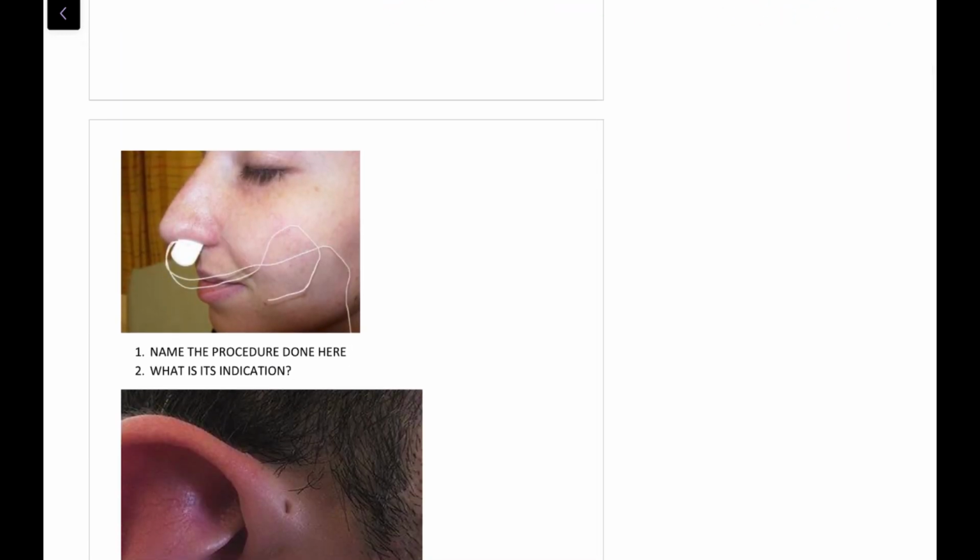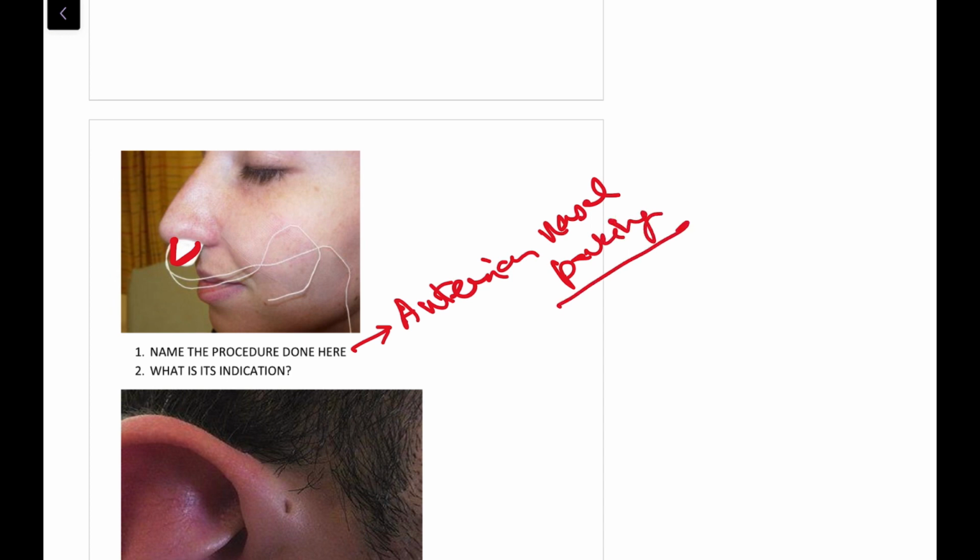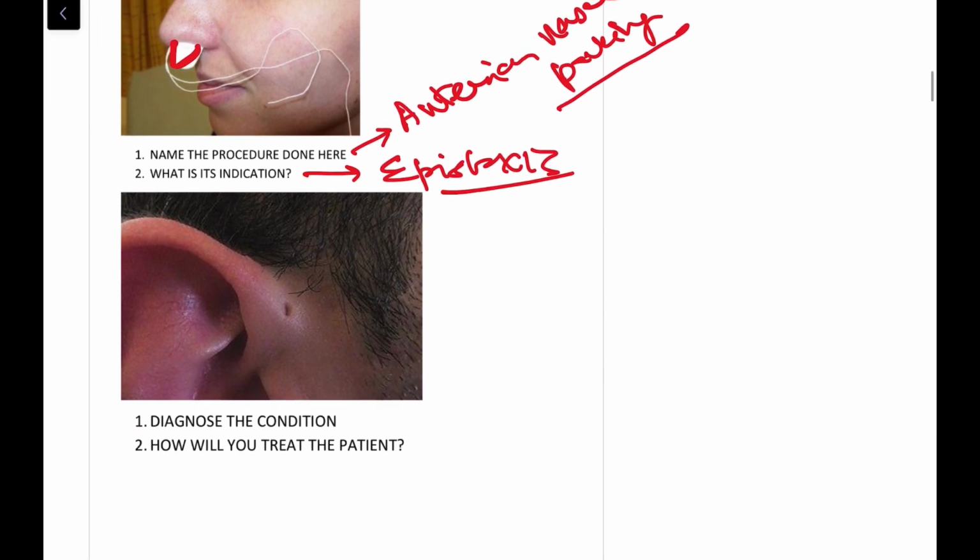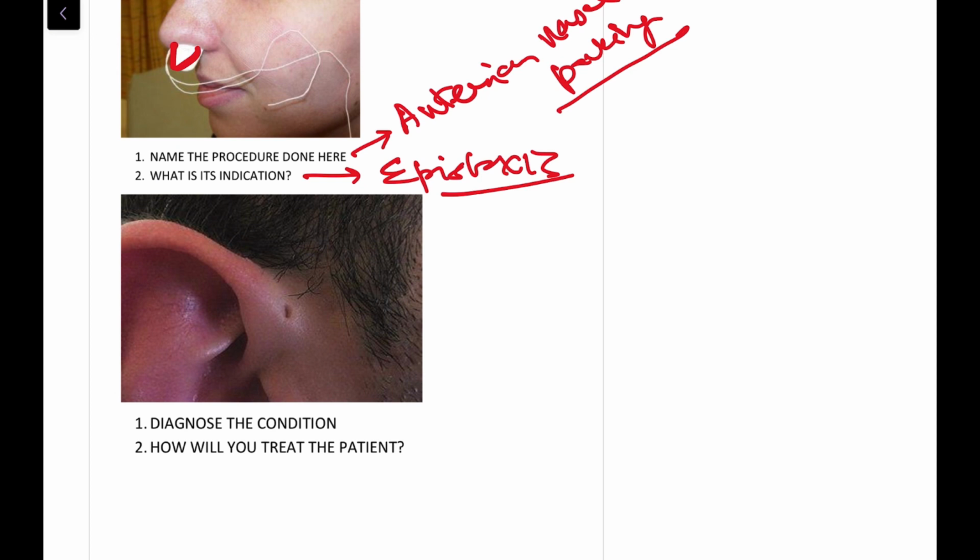See, then again coming to the next picture, I'll try to answer to the point. So you can see this thing, what is the procedure done? It will be short: it is an anterior nasal packing. Okay, so what is the indication? It will be as simple as that. You should write epistaxis. Now here you may be asked about the causes of epistaxis and how will you treat epistaxis.